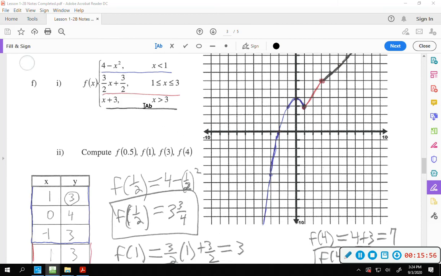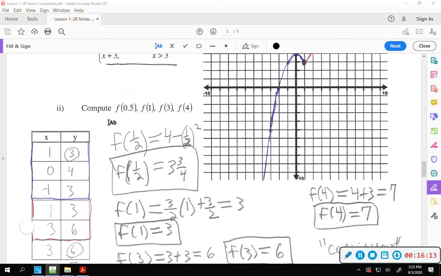Am I going to take off right from where the red piece left off? I don't know. I got to plug 3 in here and see. 3 plus 3 is 6. Yep. So I don't want to start up here. That's a mistake that a lot of students make. They'll look at the next integer value. No. You have to plug 3 in and get 6 out.